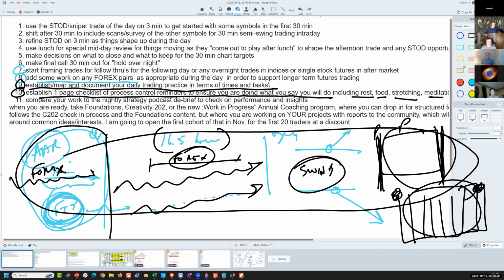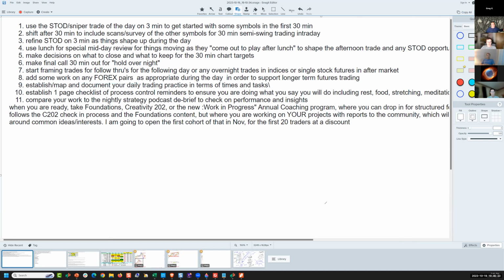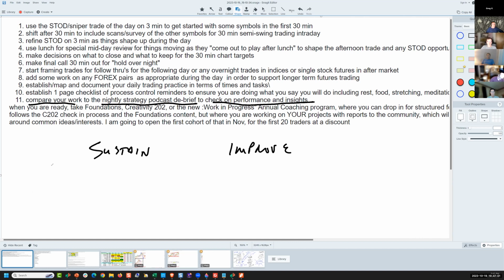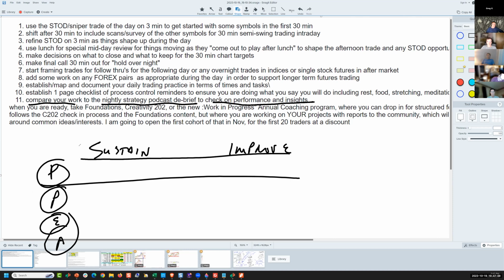And then if you find yourself trading pieces or parts of the things that I trade, well then you might compare your work to my nightly strategy podcast debrief to check on your performance and insights against my performance and insights and those of the other traders, so that you can find out what are the things that you want to sustain and what are the things that you want to improve when it comes to planning, preparing, executing, and assessing.